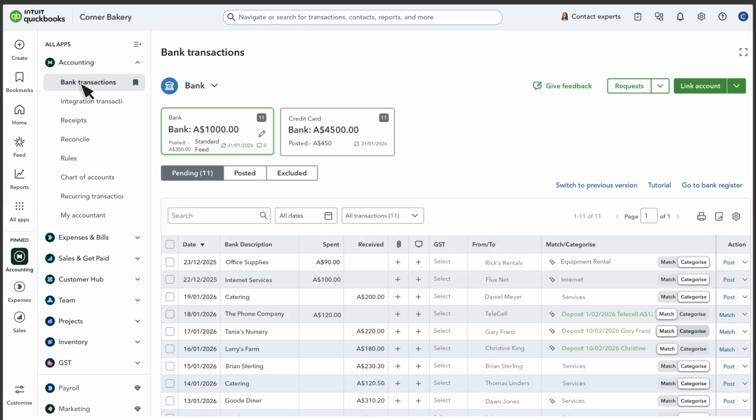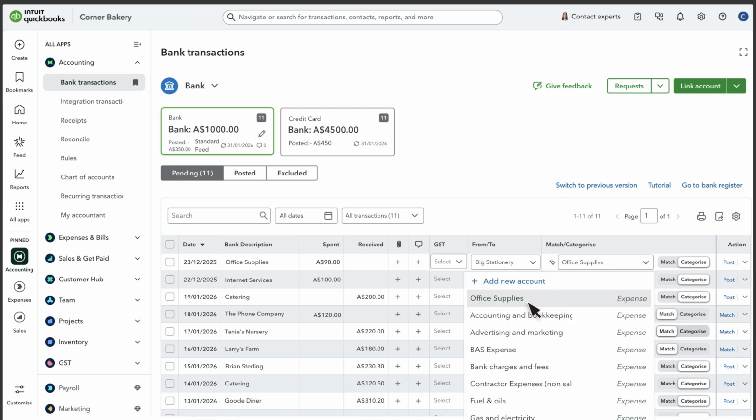Select Bank Transactions from the Accounting page. You can see a purchase of some staplers for the office. The transaction is already assigned to the correct bank account, and QuickBooks suggests the most likely category. You just need to enter or confirm the correct category for why you spent the money. Office supplies, which is an expense account.